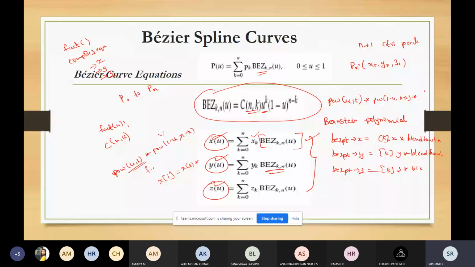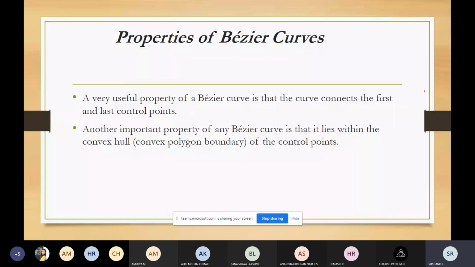So why is this Bezier curve useful, or what are the properties of this Bezier curve? One thing is, this Bezier curve can be used to connect the first control point and the last control point. This is one property. So this curve will connect the first control point and the last control point. And it has some characteristics like P of 0 is equal to p0, and P of 1 will be equal to pn. So these are the basic characteristics of any Bezier curve.